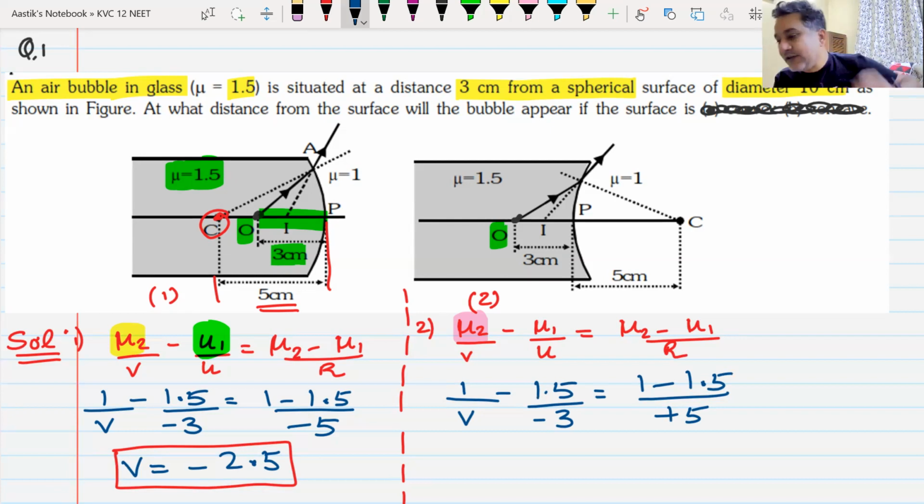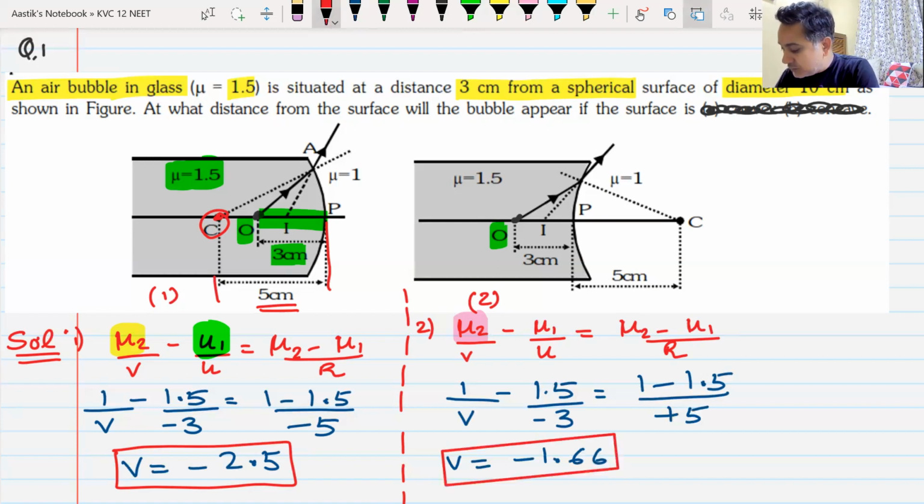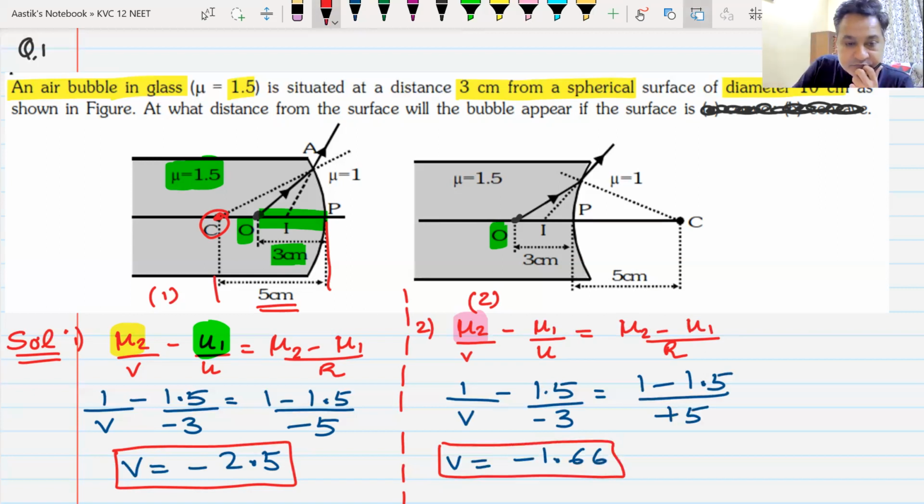Anyways, so here we get it. Put the correct values with the correct sign. I will not solve it for you. You will have to solve it for me. And after solving, what answer are we going to get? The answer that we are going to get is minus 1.66. Yes or no? Yes, sir. Boys, are you confident that you will be able to get this answer? Yes or no? Yes, sir.